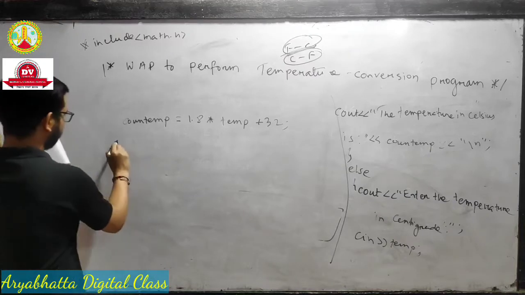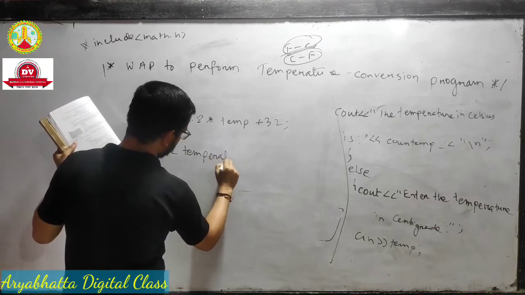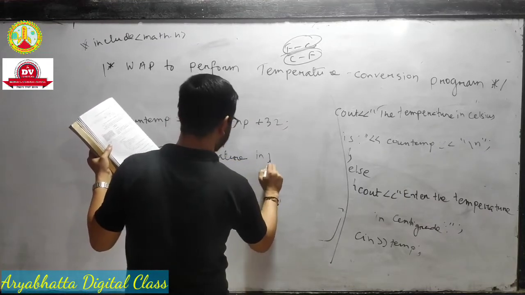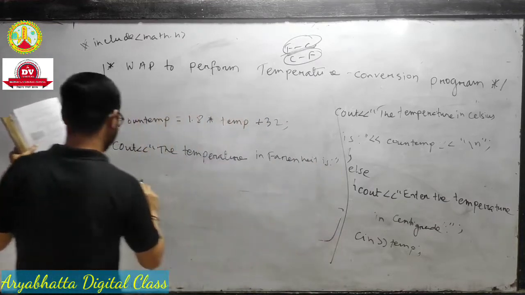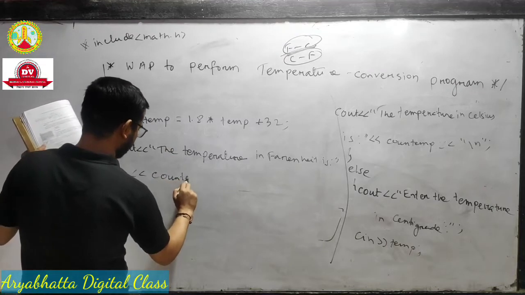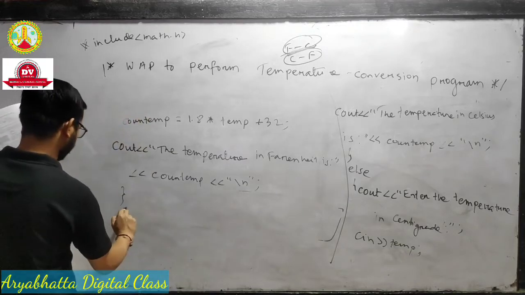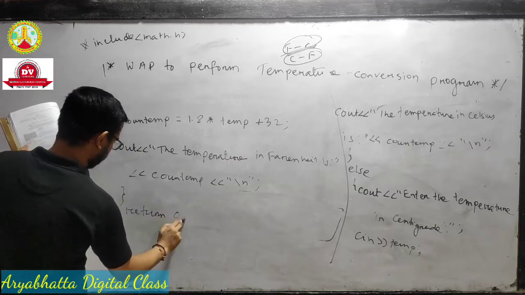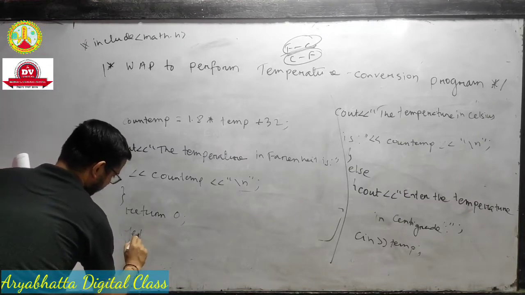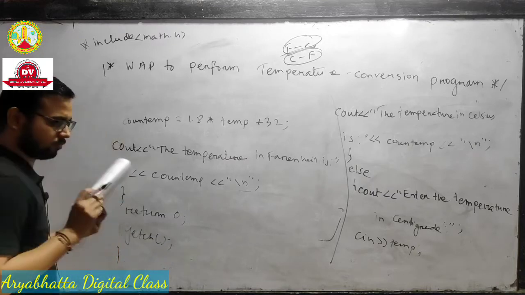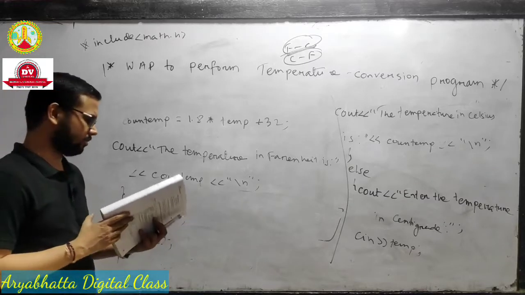Okay. And the last one is the same thing. The temperature in Fahrenheit is count temp. Return 0. Actually, we must write get ch, the book doesn't write get ch. Get ch we already know, to display the output. Okay, see.